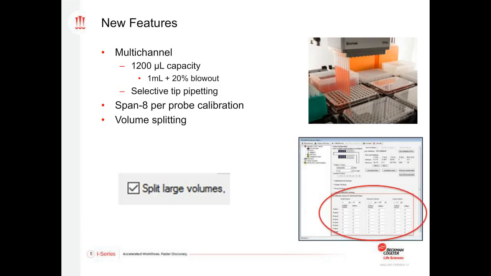And also from a simplicity standpoint, we now have a volume splitting feature where all you have to do is check a checkbox, and if you ask to transfer a volume that is more than the tip capacity or the head capacity, the Biomek will do the calculations and split it into the number of transfers needed to reach that volume.